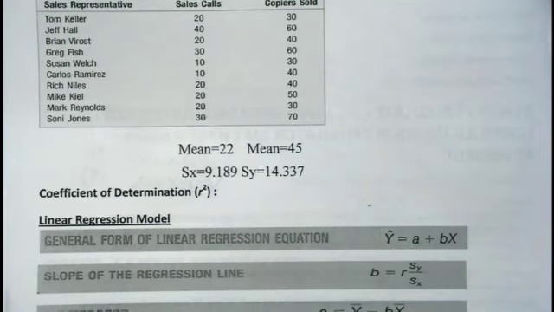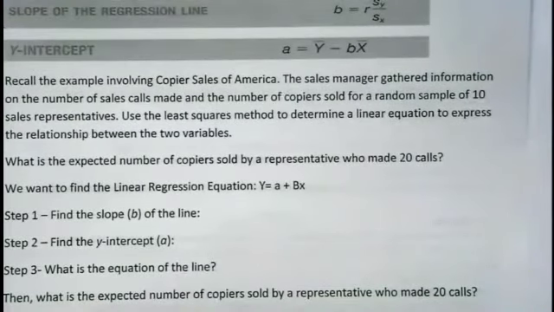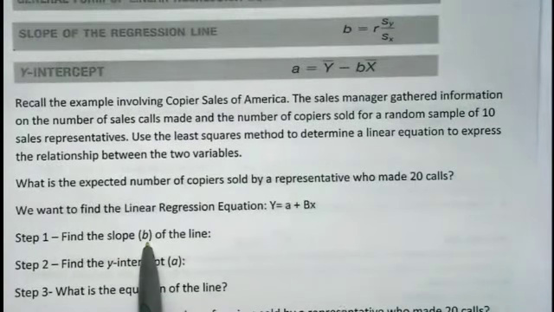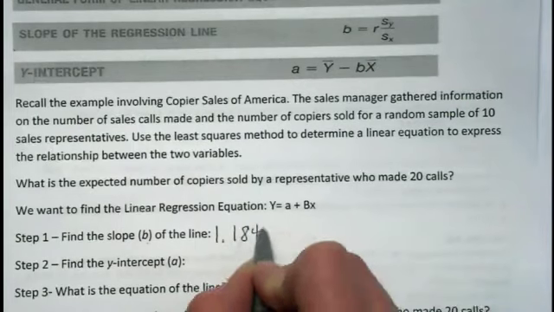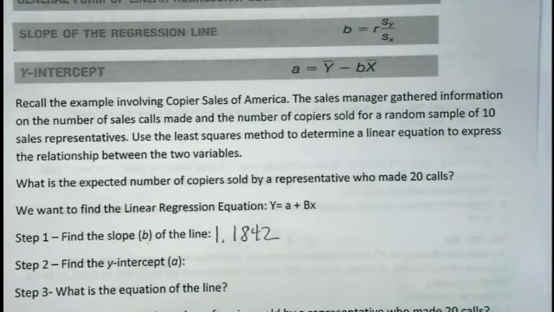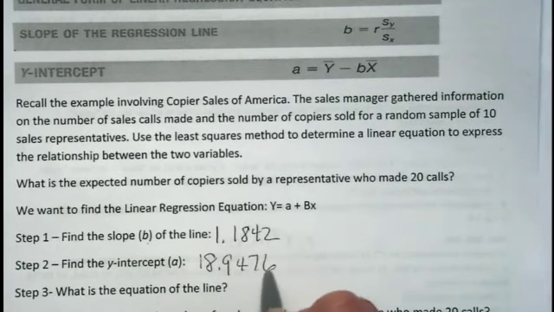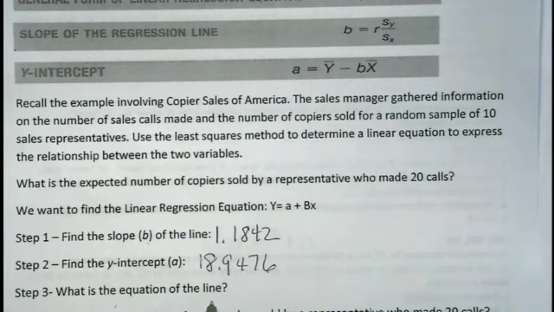So do that. After you've put in the data, I hope you've practiced, you will find the slope of the line. In this case, it's 1.1842. Your y-intercept is 18.9476. When I ask you what is the equation of the line, I might say, what is the linear equation?